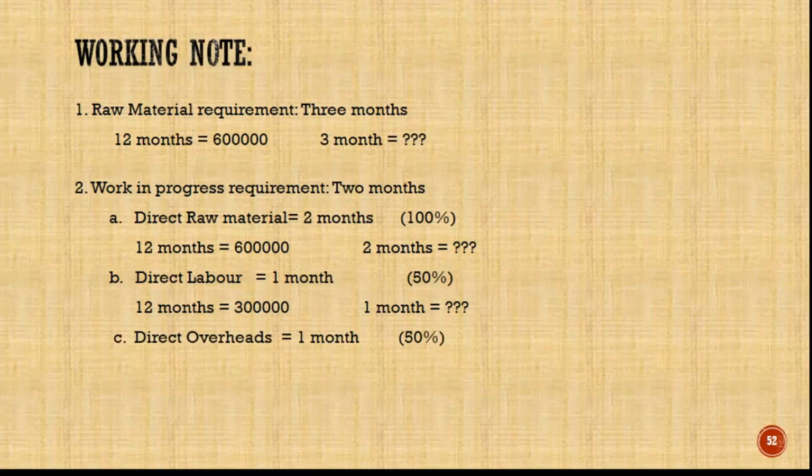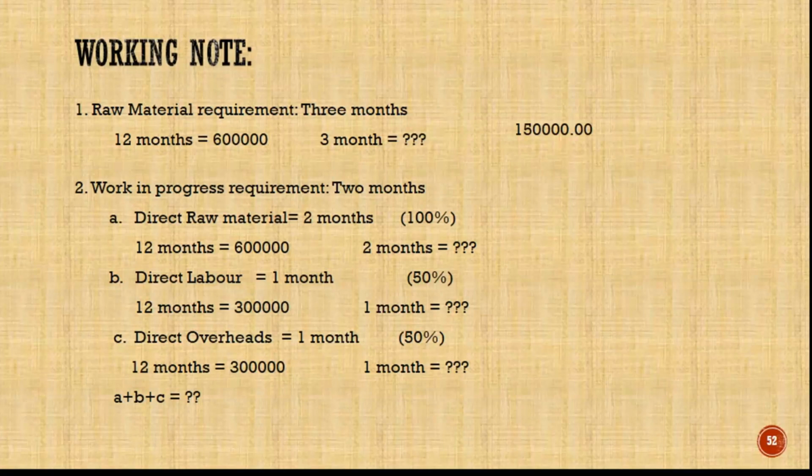Then C, direct overhead, again 50% period we have to consider, that is 1 month. The amount already is with us, that is 3 lakh for 12 months. So how much for 1 month? And then total of A, B, C will be our work in progress requirement. So let us see what is the answer.